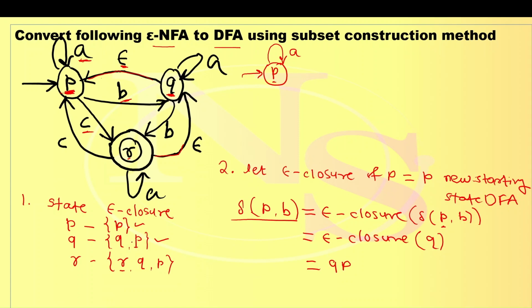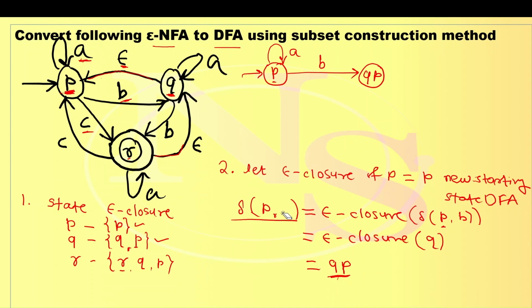As I explained, here are two states as it's an NFA. We are designing a DFA, so QP will be considered as only one state. Don't get confused, these are two states, but this is only one state. What does this indicate? State P reading B goes to the new state QP. You can consider it as QP, PQ, anything. The name of the state doesn't matter. I am writing it here as QP, for symbol B.